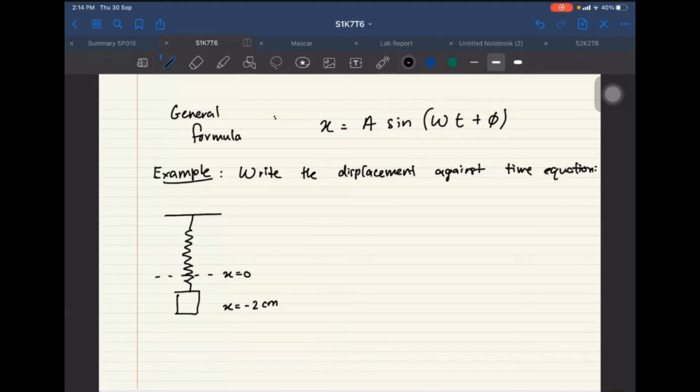Okay, then dia kata when the timer start, the object is being released. Okay, so initial position dia dekat mana? Adakah dekat A, dekat B ataupun dekat C?